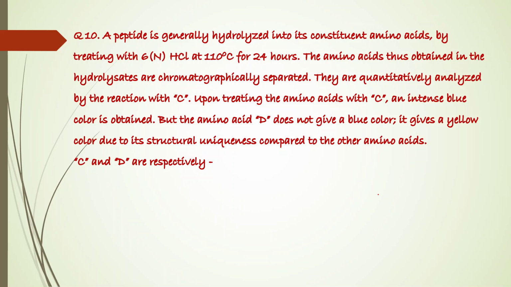So basically, you are separating down or cleaving the peptide bonds and getting the constituent amino acids by treating with concentrated HCl. The amino acids obtained in the hydrolyzed state are chromatographically separated. Suppose this was your peptide bond, you have cleaved all the amino acids by using 6-normal HCl and boiling it to 110 degrees C.